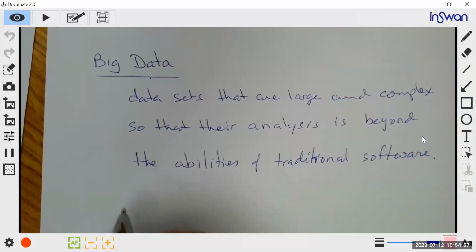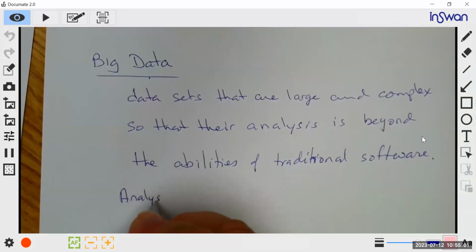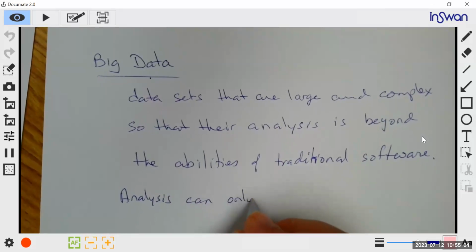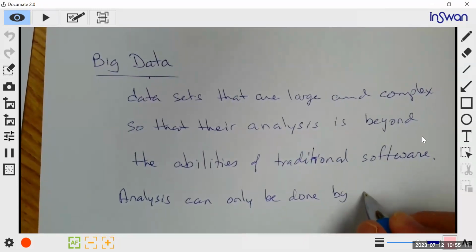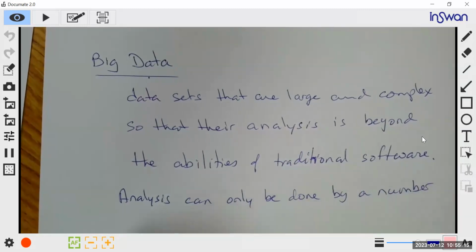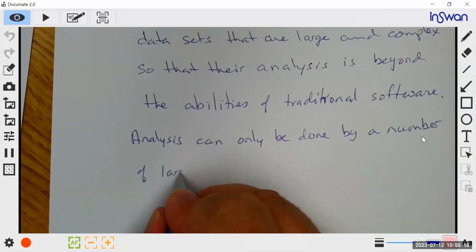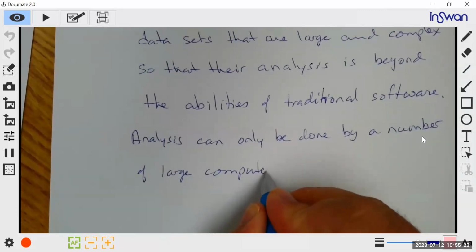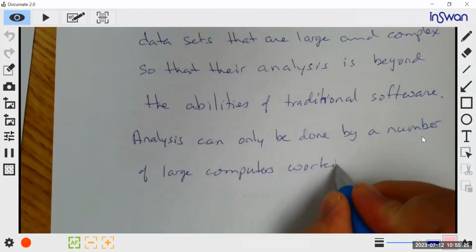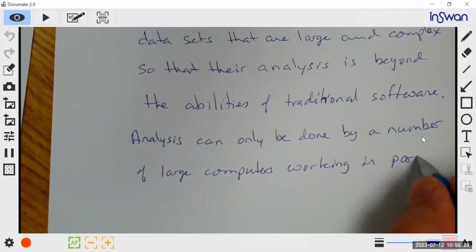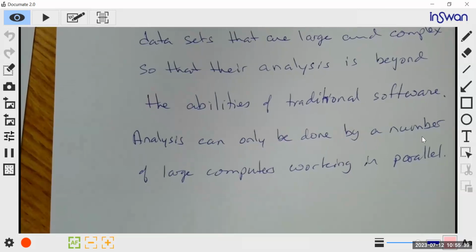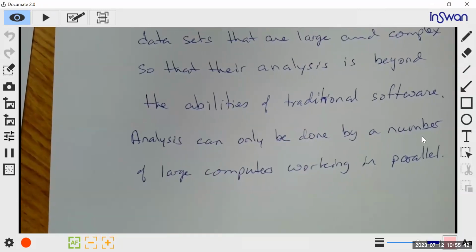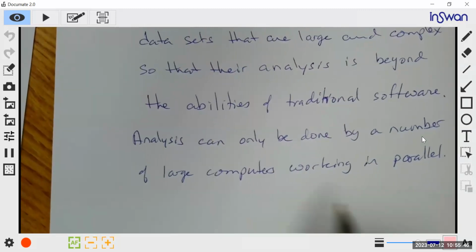When we talk about big data, we're talking about an analysis that can only be done by a number of large computers working in parallel. What does working in parallel mean? Side by side. Yeah, because we have two types.